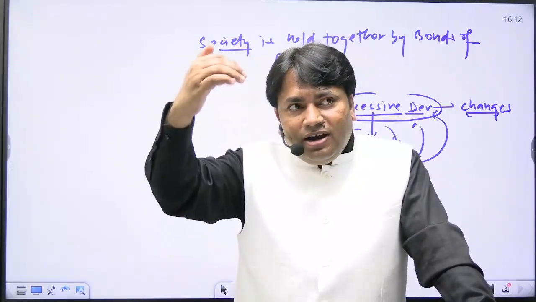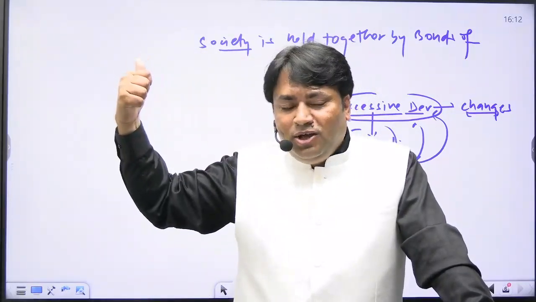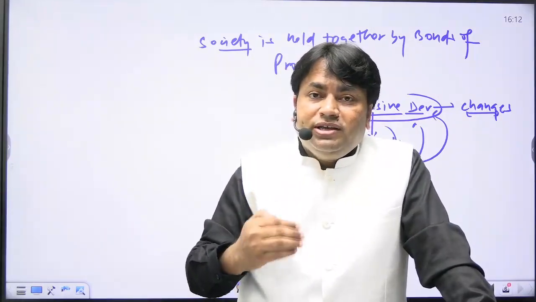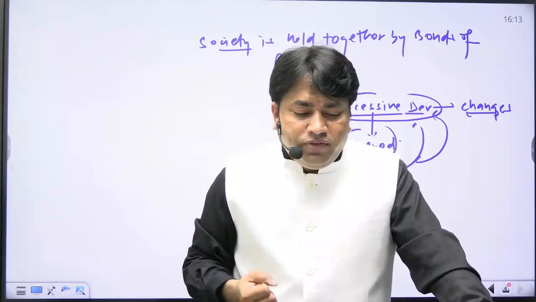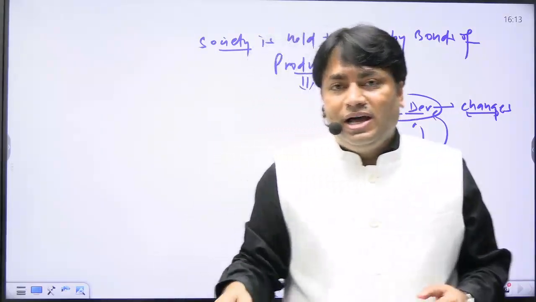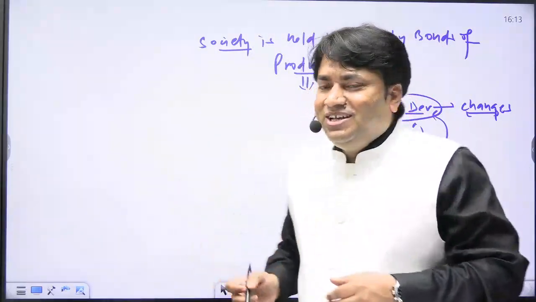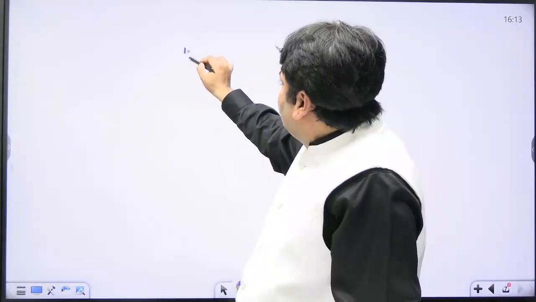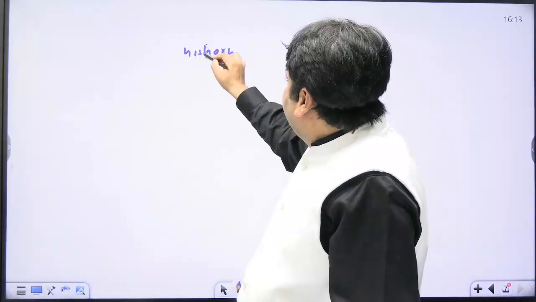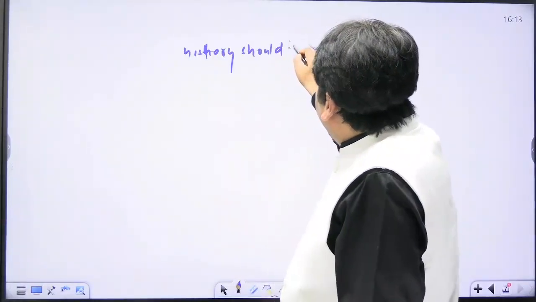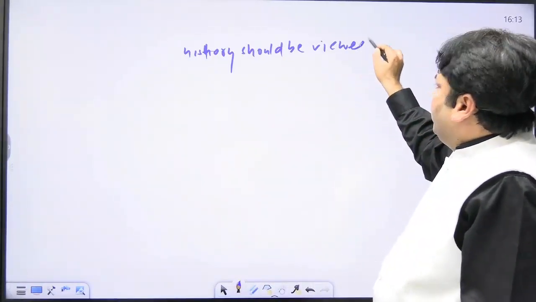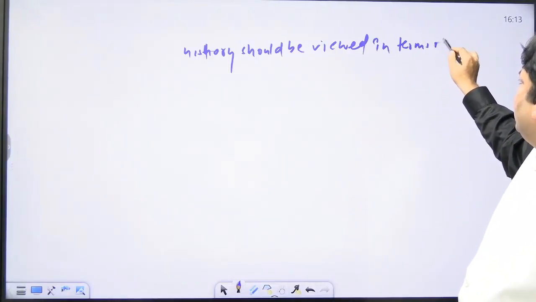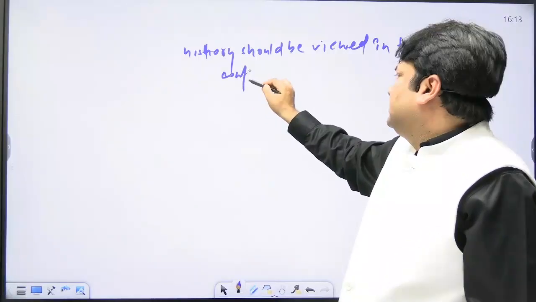And when we start reading history from prehistory, we will come to know that history can be viewed in terms of the conflict between different classes. Obviously, it is shifting towards the Marxist trend. So he is saying that history should be viewed in terms of conflict between classes.